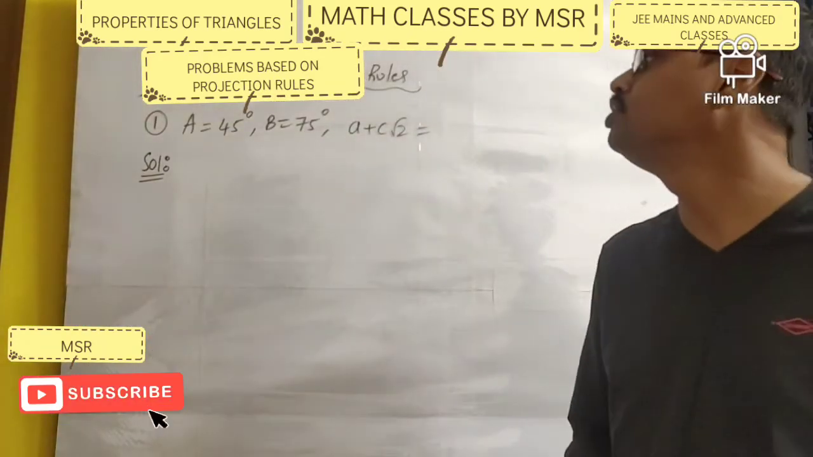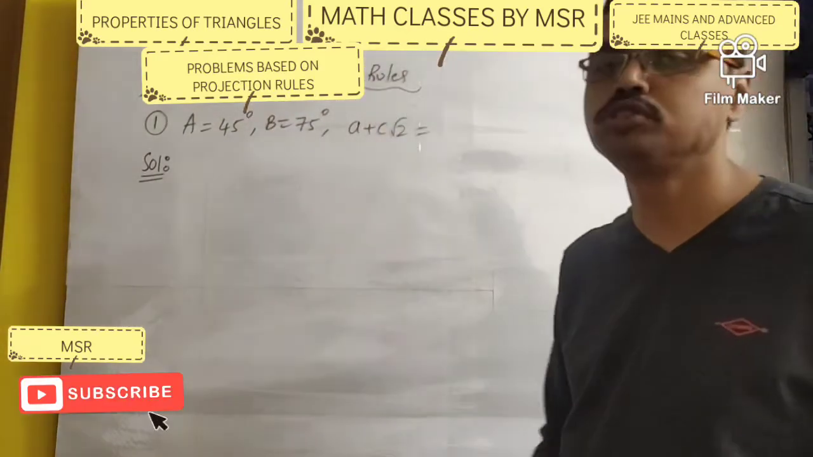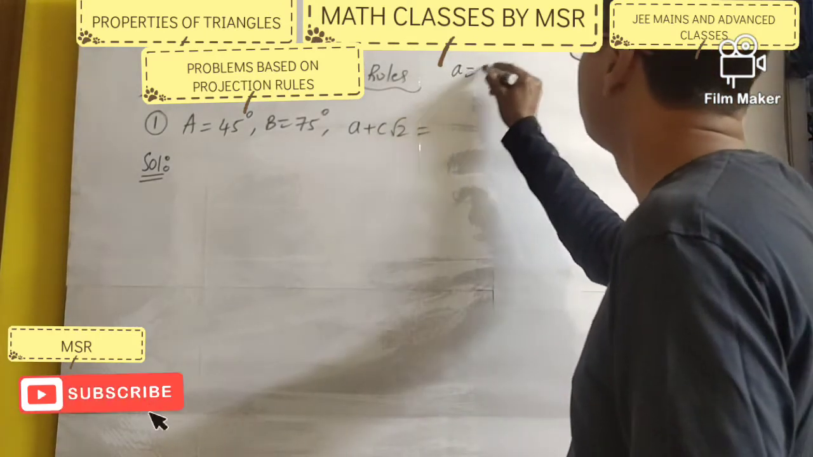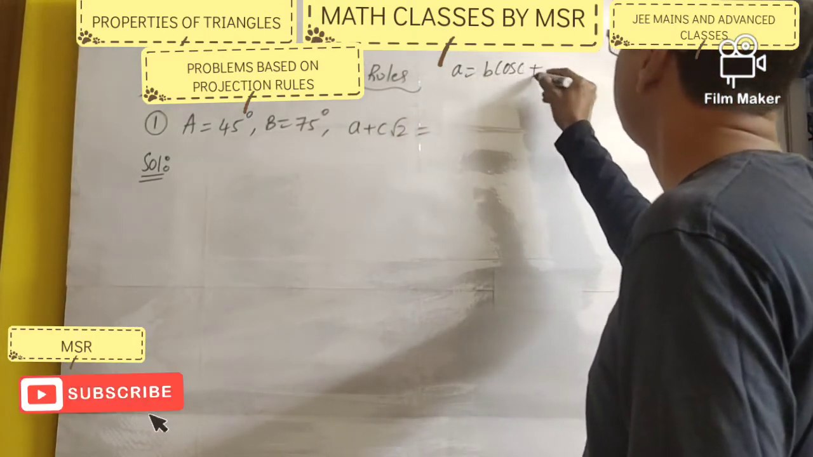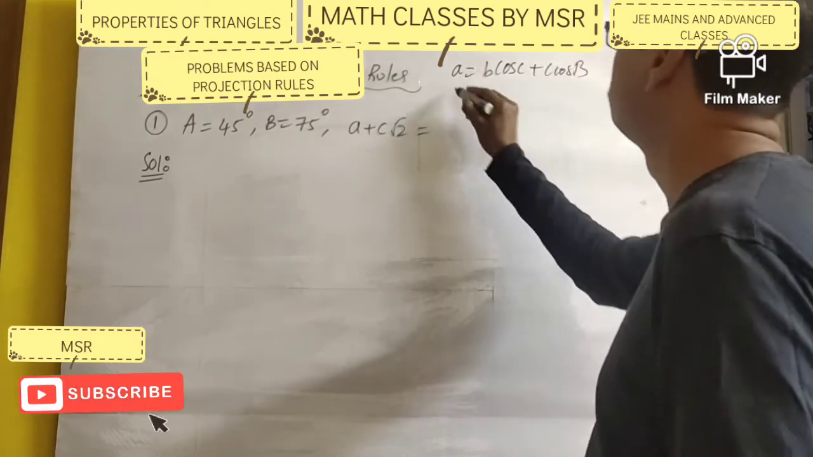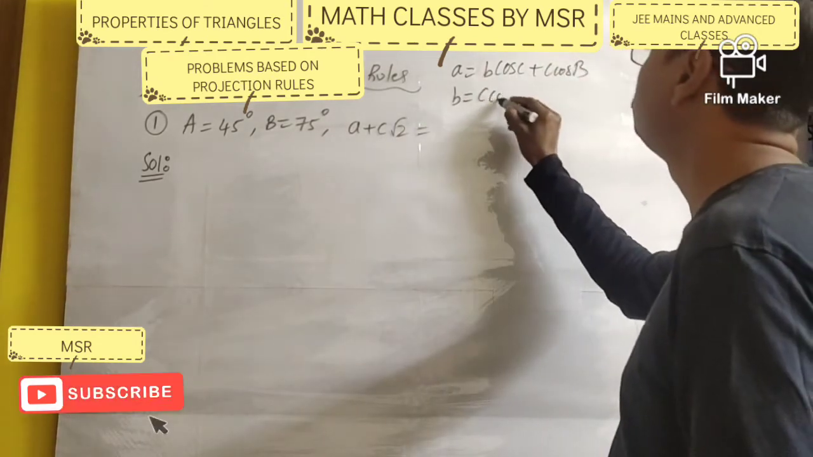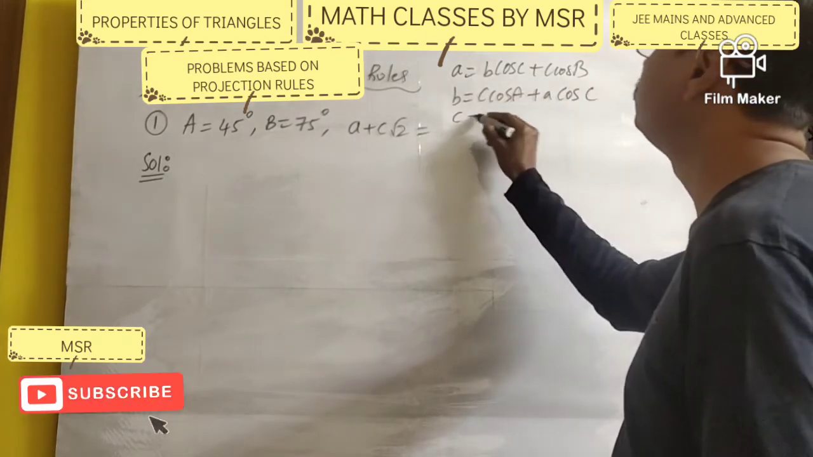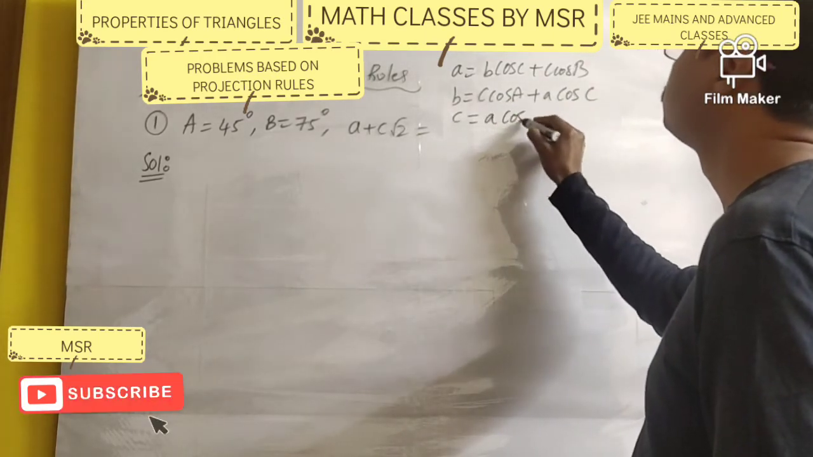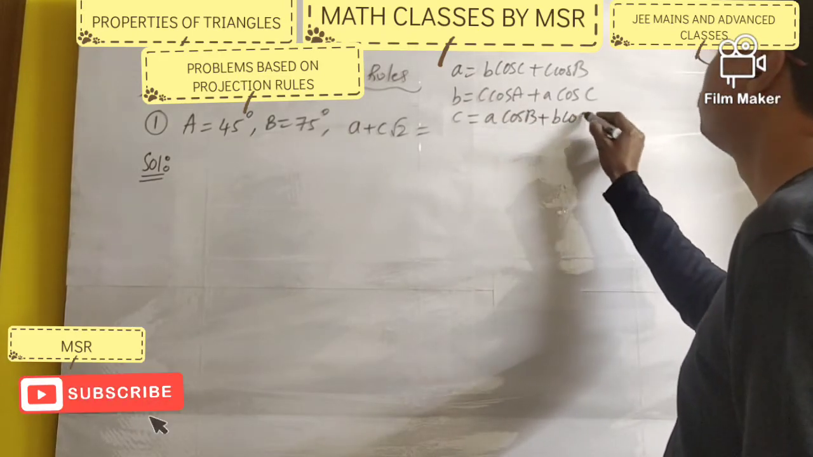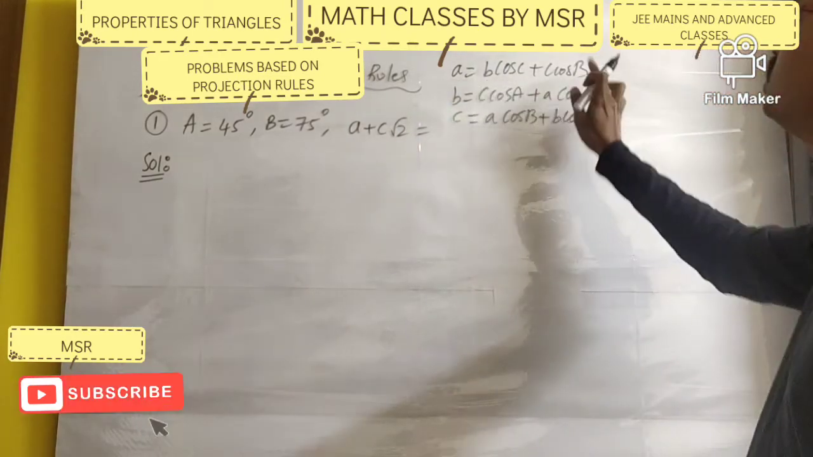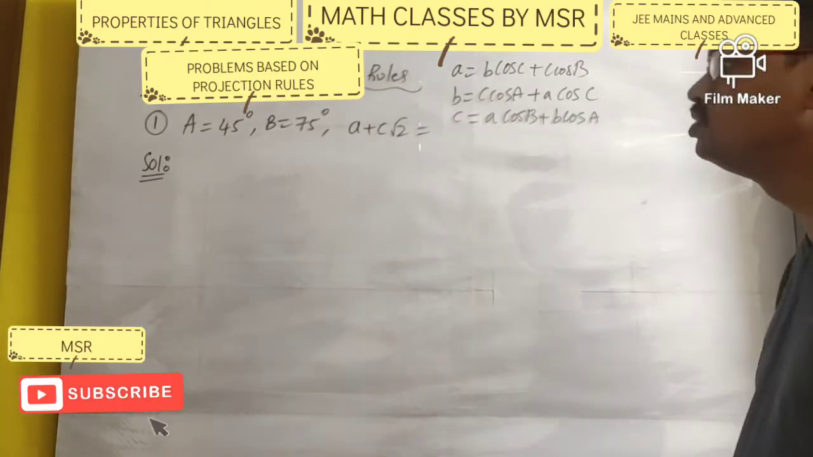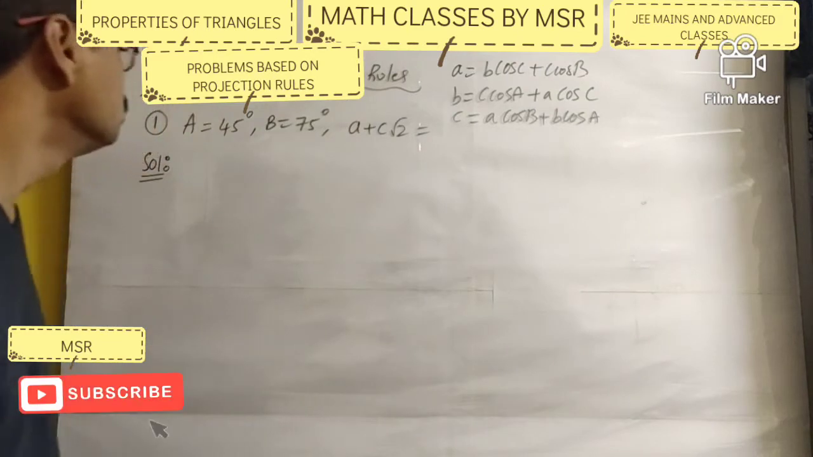Now we are going to discuss problems on projection rules. So, what are the projection formulae? a is equal to b cos C plus c cos B. b is equal to c cos A plus a cos C. c is equal to a cos B plus b cos A. So a in terms of b and c, b in terms of c and a, c in terms of a and b. So how to solve this problem?